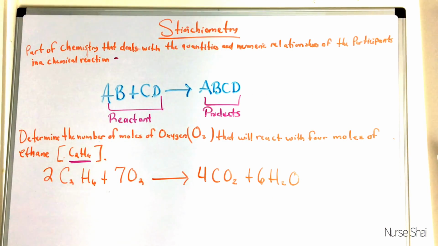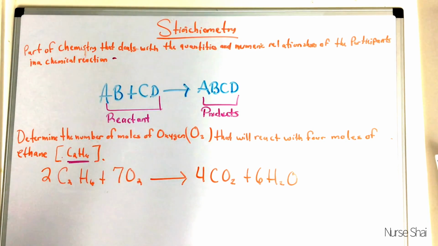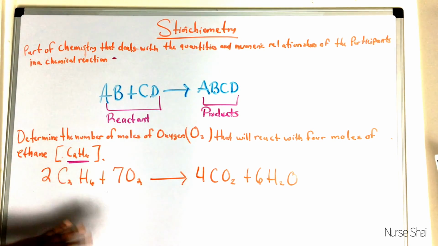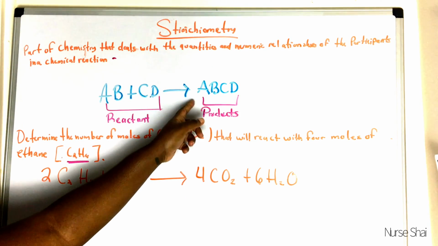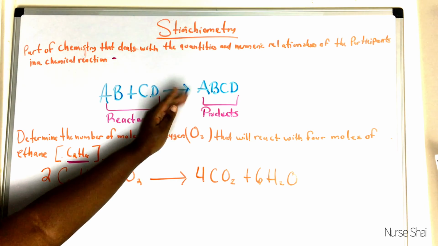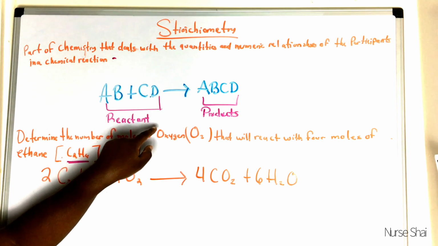All right, guys. Stoichiometry. What is stoichiometry? It's the part of chemistry that deals with the quantities and numeric relationships of the particles in a chemical reaction. Before we go any further, anything on the other side of this arrow would be the product, and everything on the left side of the arrow would be the reactants.